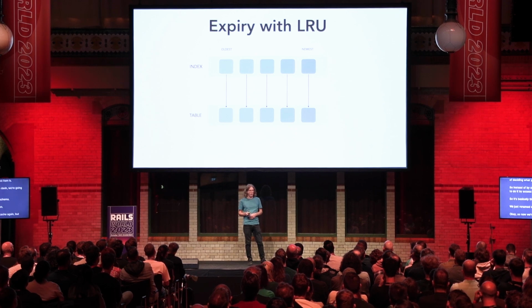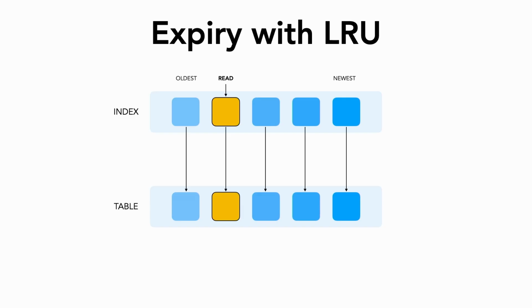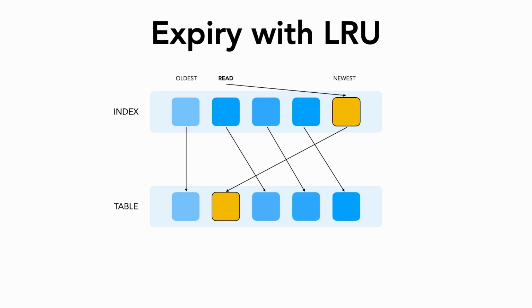So what happens? First thing we're going to do is read an item. So we're going to read this one here. Because it's been read, it's been accessed, we're going to update the accessed column, and it's going to move to the front. So it's now the newest item in our index. And our index is what we're looking at to decide what things we're going to expire. Okay, so everything's reorganized itself slightly.